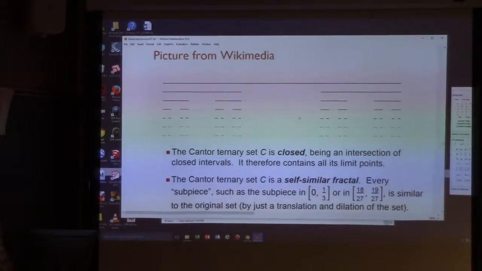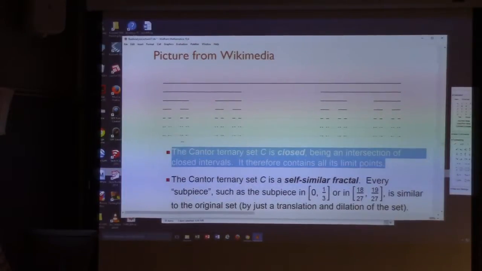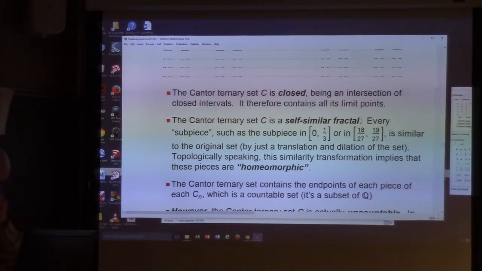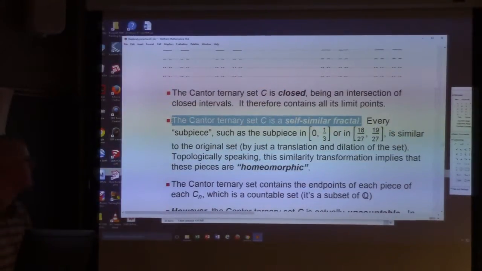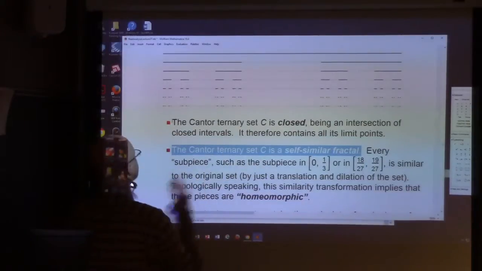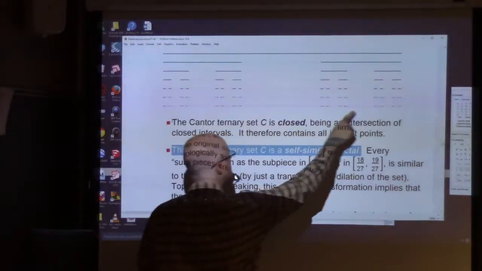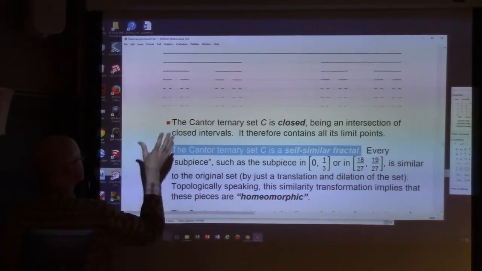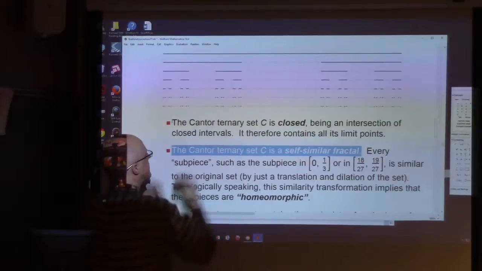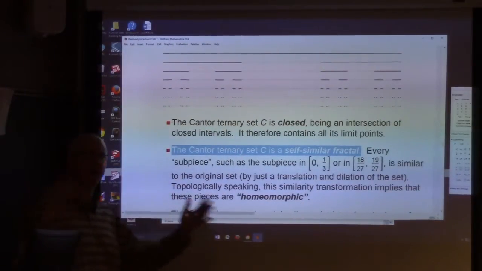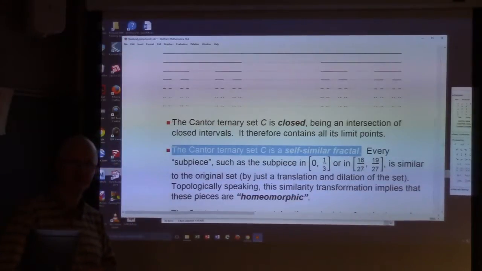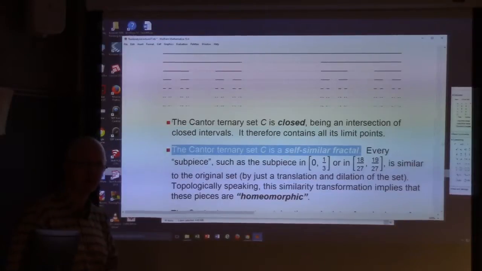It's got lots of interesting properties. For example, it's closed, since it's an intersection of closed sets. It's also an example of something called a self-similar fractal. If you zoom in on any piece of the Cantor set, think of this as your best approximation to the Cantor set down here, you zoom in on any piece of it, like this piece, it's going to look just like the entire original set does. It's similar to itself when you scale it down by factors that are powers of 3.